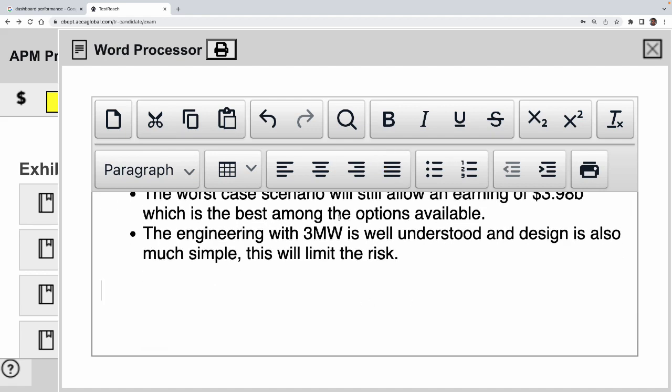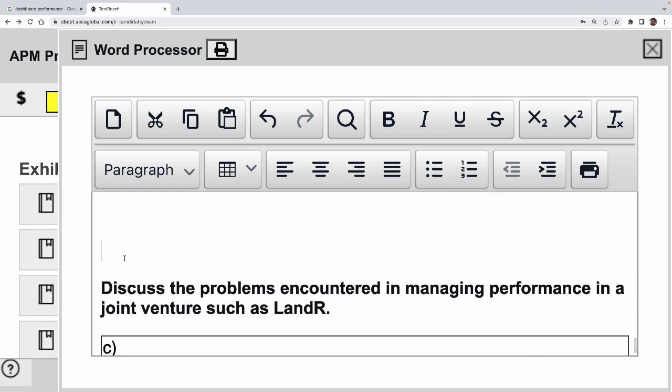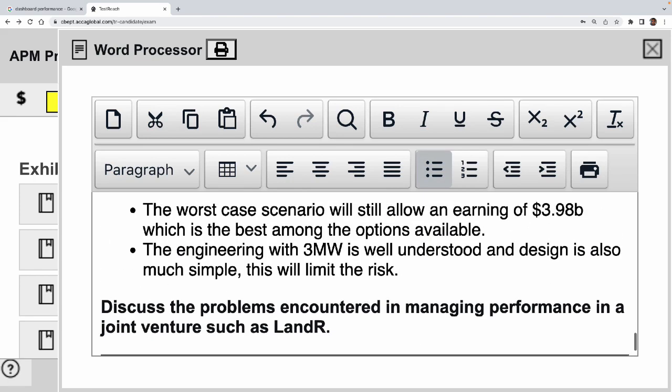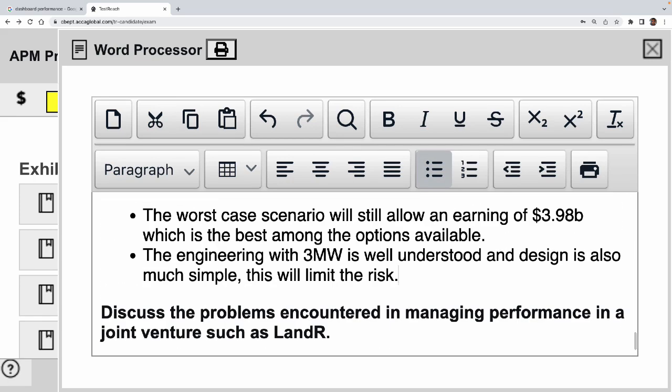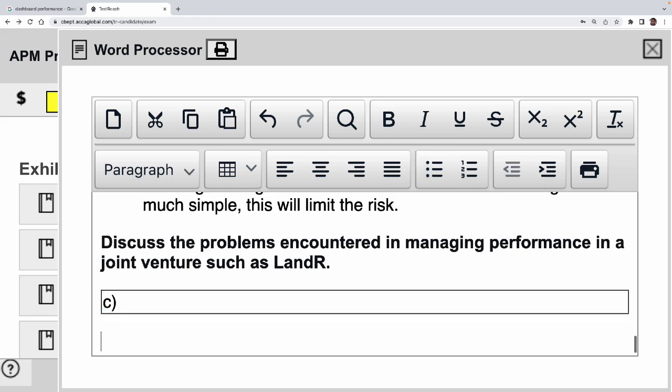Done. Okay, what are the problems that you see? Okay, are you okay at this part? Yes, no? Okay, what are the problems?